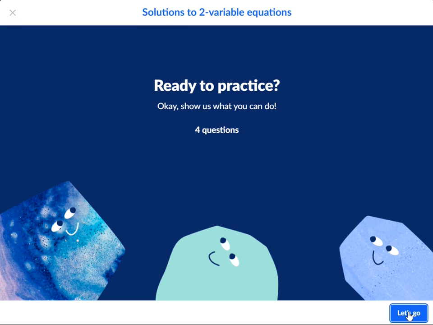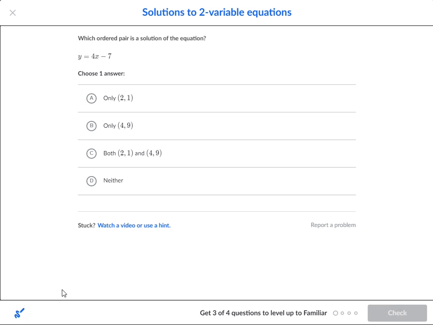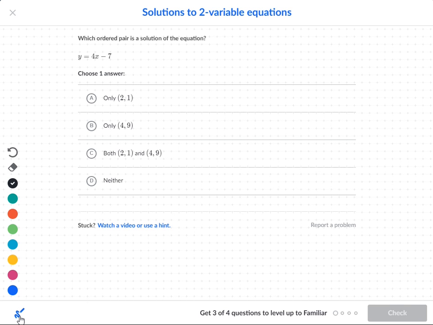Solutions to two variable equations. Okay, what you have is the following equation: y is equal to 4x minus 7. Now, what you want to do here is try these numbers out.